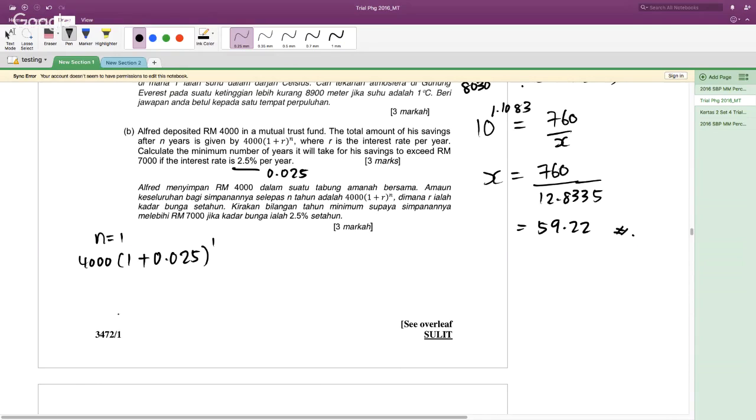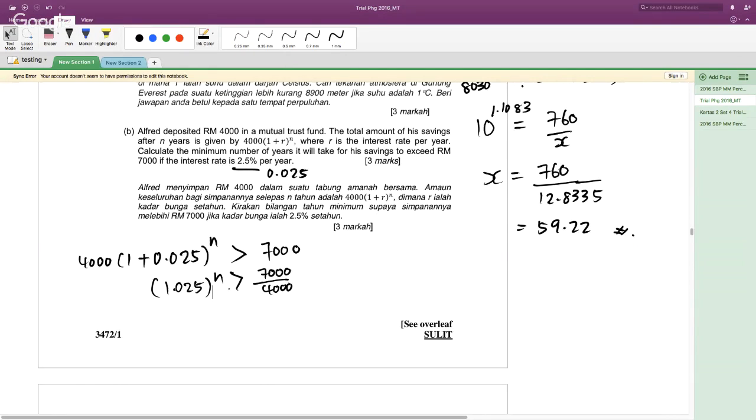No, this is not a progression, no need to do so many things. They ask how long it will take for his savings to exceed the value. So I want to find the time, the minimum years. So I will say bigger than 7,000. I will move the 4,000 to the other side. It becomes 7,000 over 4,000, which equals 1.025 to the power of n.